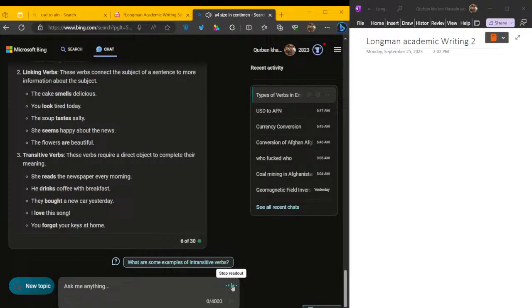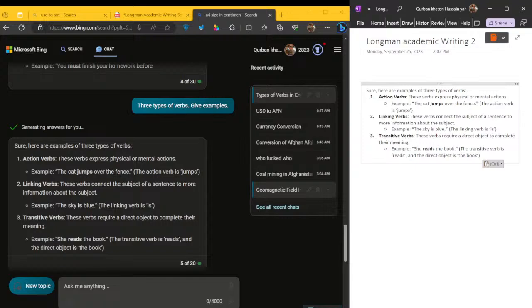All right, so these were the examples. Now the transitives are what? This is an important piece of note that I may just note down. The action verbs, the linking verbs, and the transitive verbs. They require a direct object to complete their meaning. So, she reads the book. The book is receiving the action of the reading, and the verb is transferring this action to the book. So yes, these are now finished.